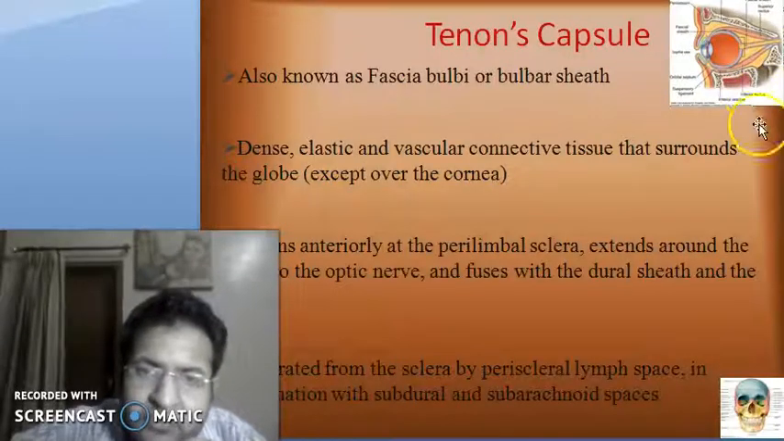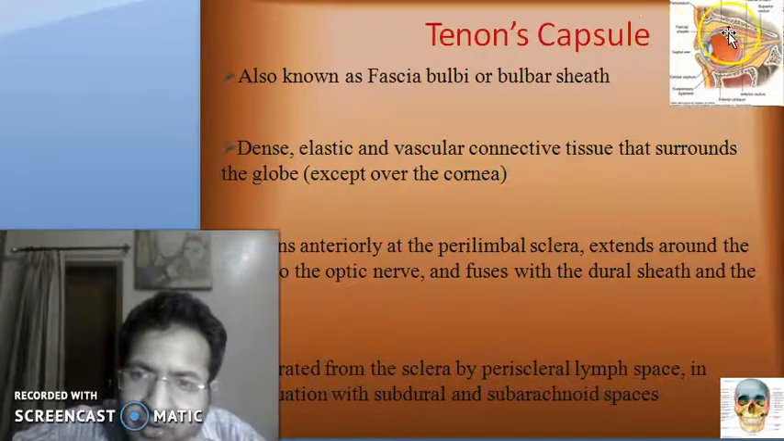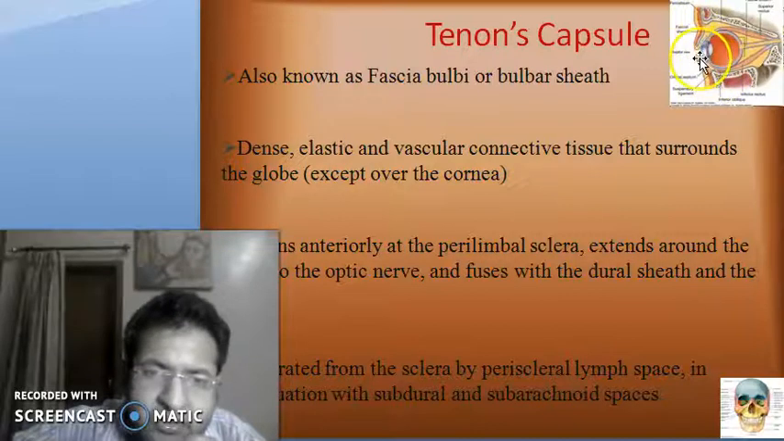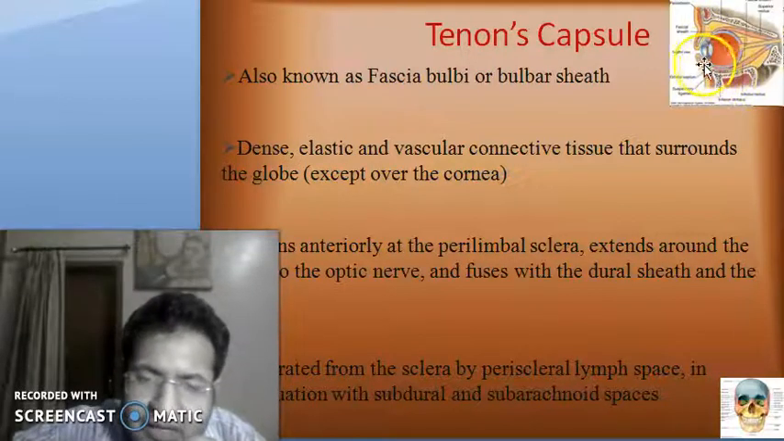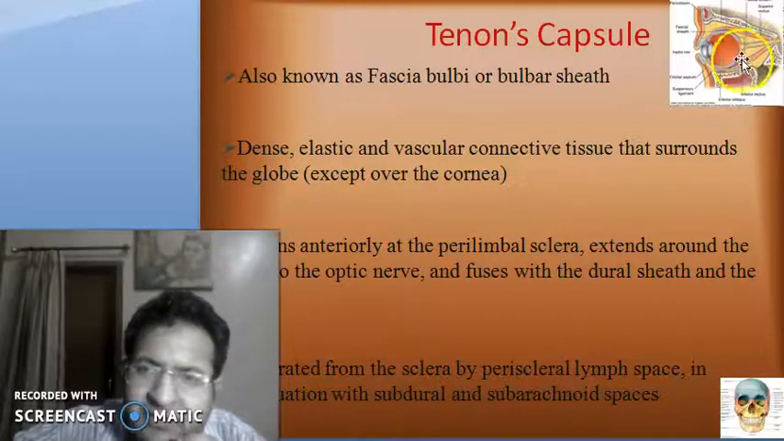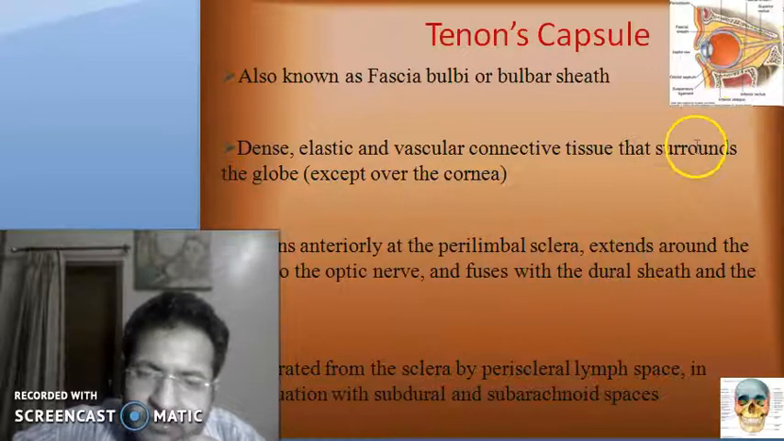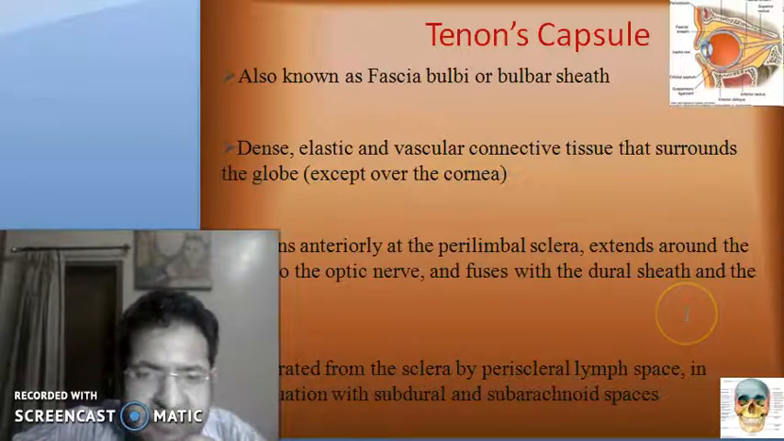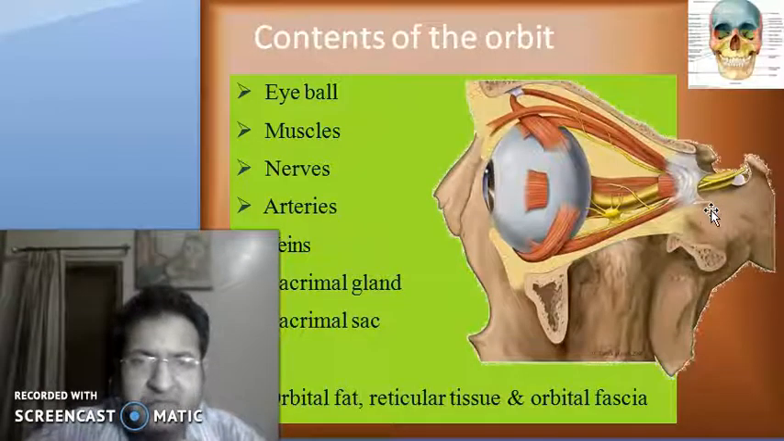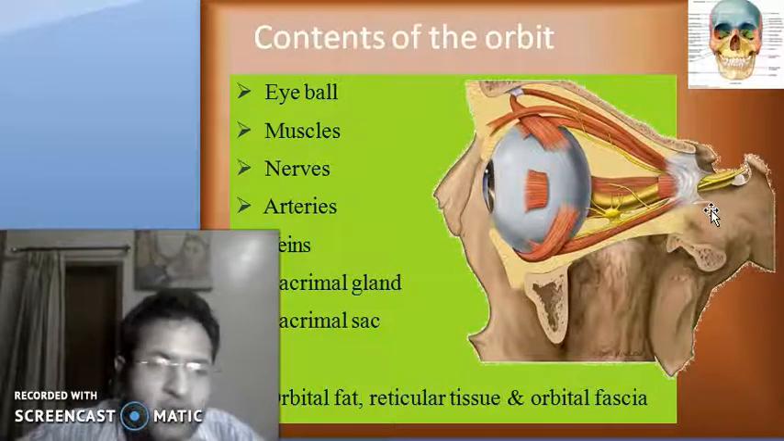The Tenon's capsule is also known as fascia bulbi or the bulbar sheath. It is a dense, elastic, and avascular connective tissue that surrounds the globe, except the cornea. It begins anteriorly at the perilimbal sclera, extends around the globe to the optic nerve, and fuses with the dural sheath and the sclera. It is separated from the sclera by the periscleral lymph space, in continuation with the subdural and the subarachnoid spaces.